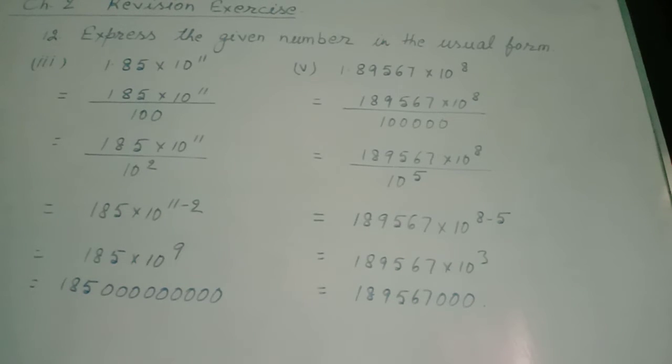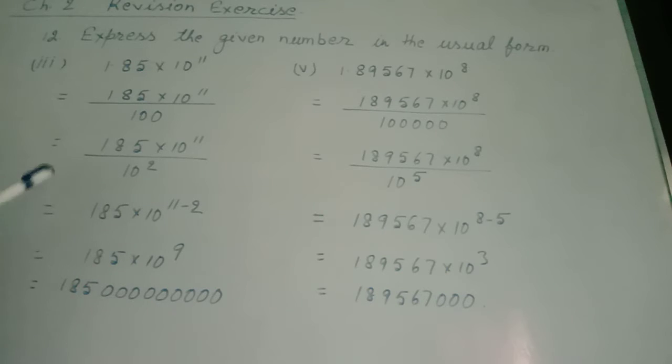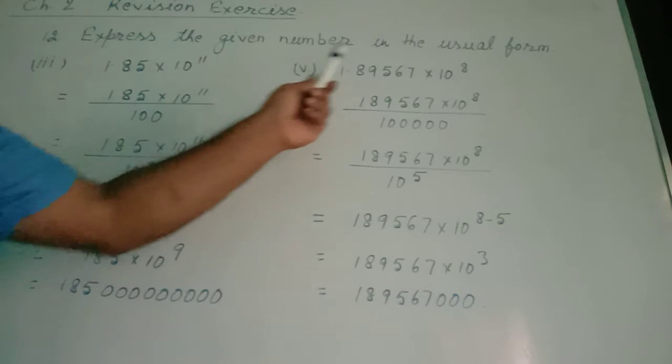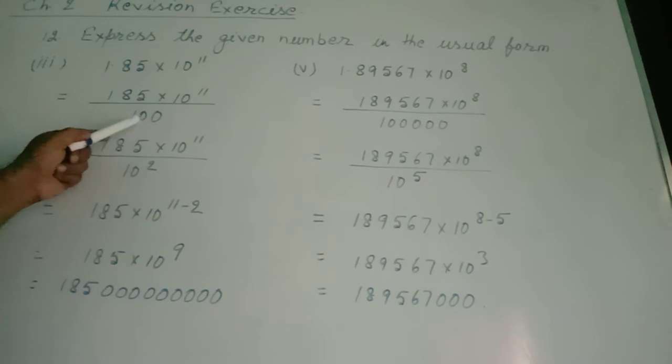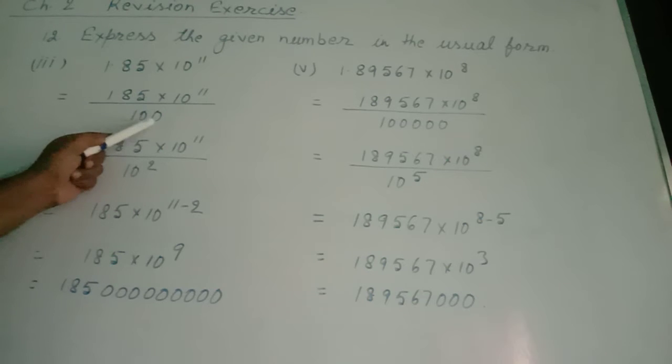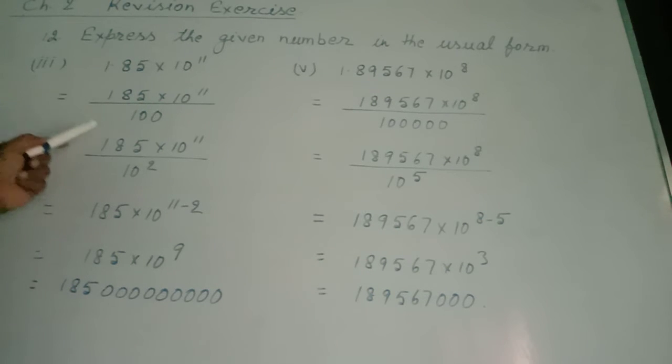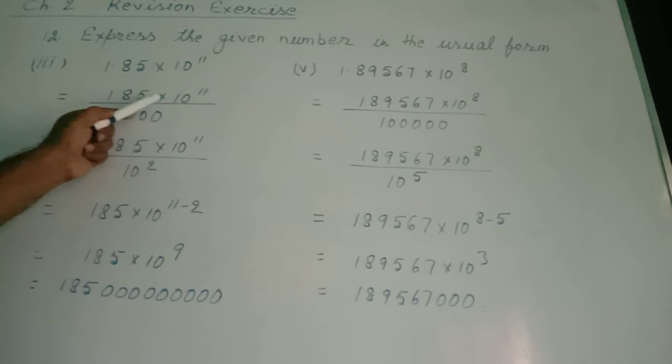In question number 12, Roman number 3, the question is 1.85 into 10 to the power 11, and we are asked to write the given number in usual form. So first, in the first step, I have omitted this decimal. Since there are 2 digits before decimal, so we wrote denominator as 100. For more clarification, for this decimal 1 came, and for these 2 digits 00 came. In this way, the number is now 185 into 10 to the power 11 by 100.